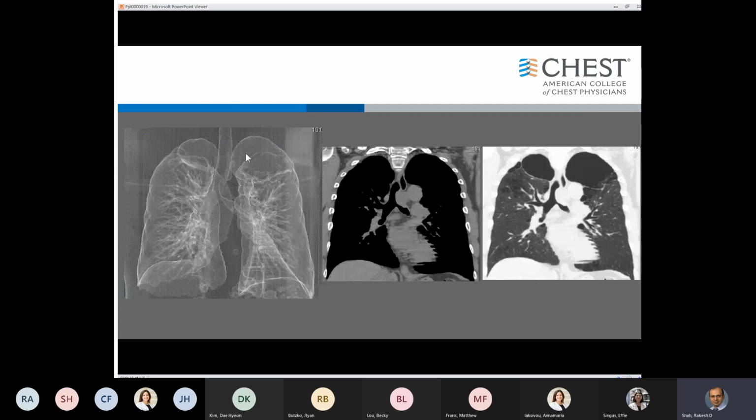Here's some multiplanar imaging. They're not that helpful. They look pretty, but since it's a conference talk, I tend to put it together. I don't find it as helpful, but it does look kind of fancy. So here's the trachea, and you can see this large filling defect. And in the coronal, you can appreciate the same thing again.